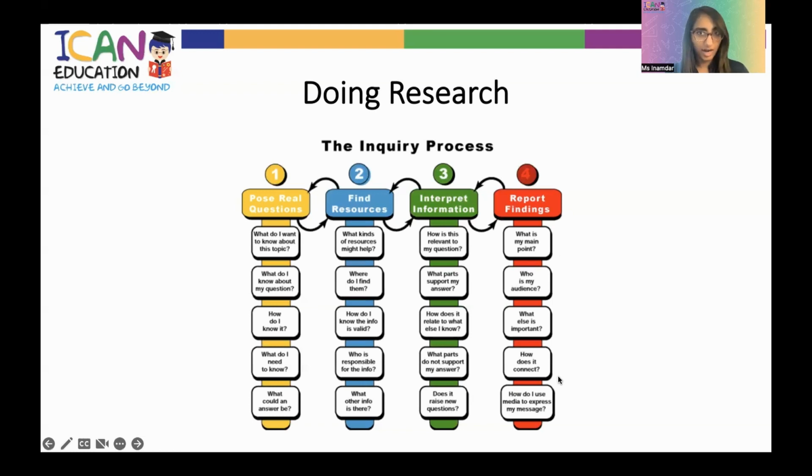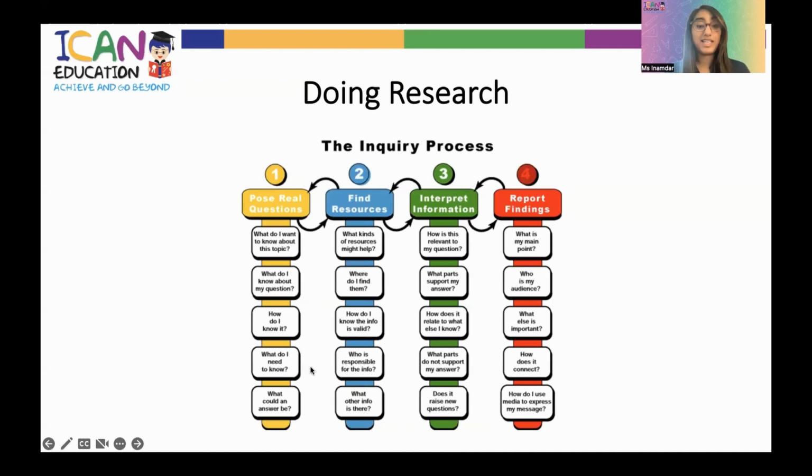This is where you actually start your writing. So what is the main point? What are you focusing on? So what's your problem and what's your solution? Who is your audience? That's really important, but we're going to focus on that in another video. What else is important? It's a vague question, but it's here because as a researcher, as a student, you may suddenly think of something else that's important. So we leave it up to you and your judgment. If you think it's important, add it to the essay. How does it connect? So how does that important thing connect to the rest of your essay? And finally, how do you use media to express your message?